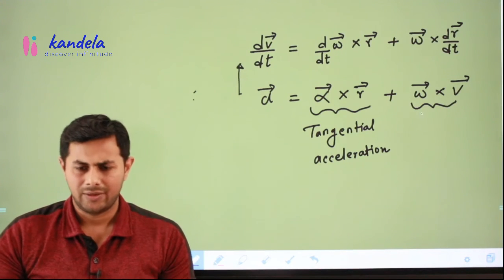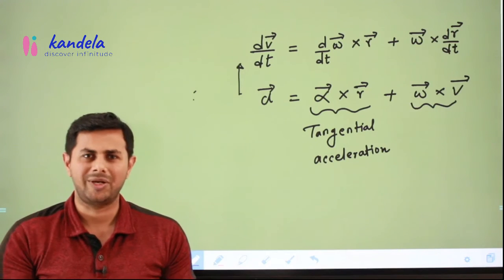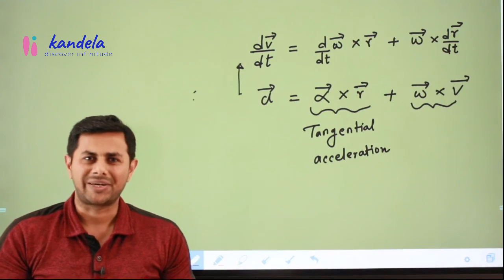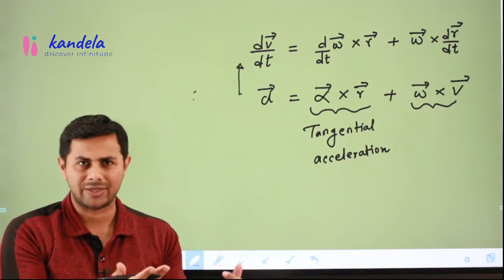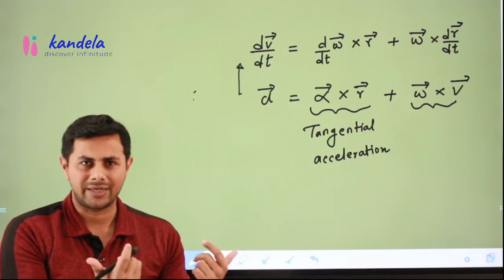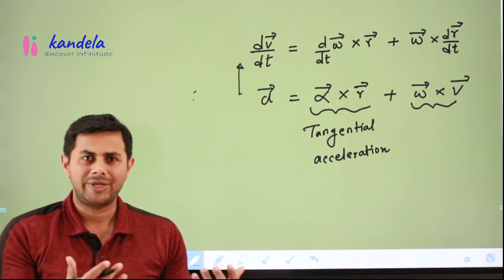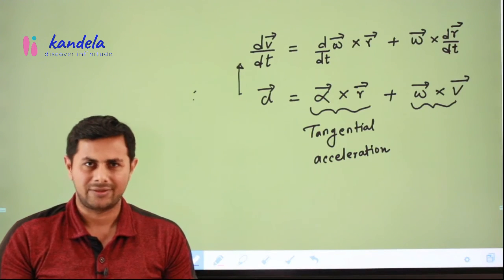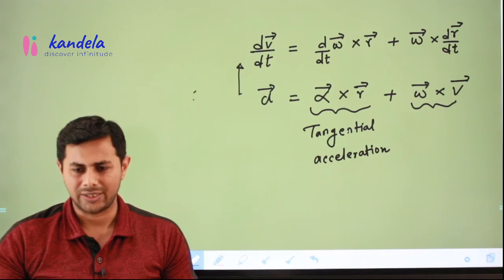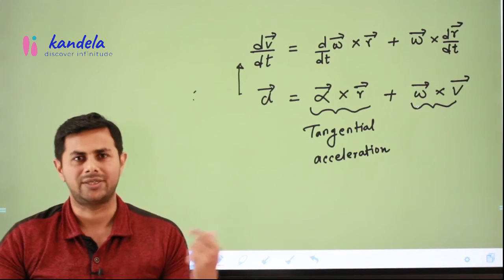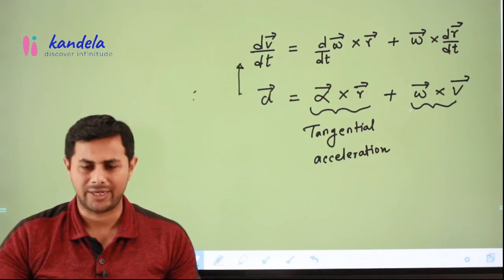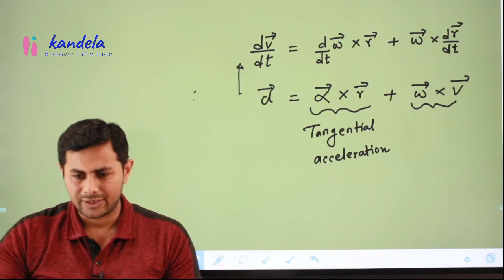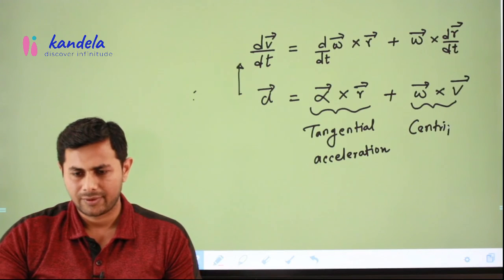Why centripetal? Because if you find out direction of omega bar cross v bar using the rule that we just discussed, which is called as right hand thumb rule, keep your right hand in direction of first vector, curl fingers towards the second vector and stretch the thumb. You will be directed towards center of the circle. That means this quantity has direction towards the center. It's along radius towards the center, and that's why it is known as centripetal acceleration. So the second term is centripetal acceleration.